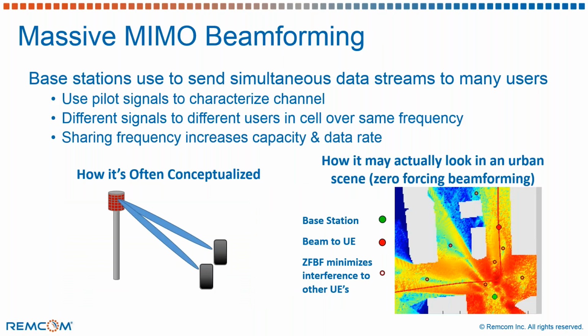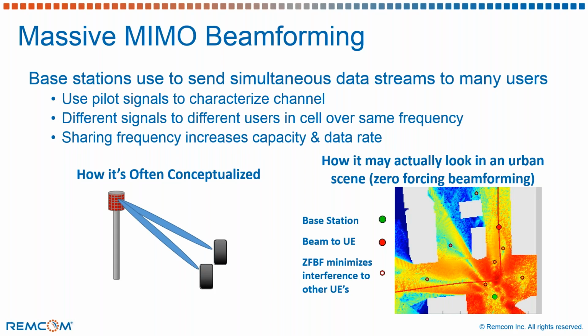Massive MIMO beamforming uses a large number of transmitting antennas to send focused beams toward individual users. And this allows a base station to send simultaneous data streams to many users within the same small cell, within the same frequency band at the same time.